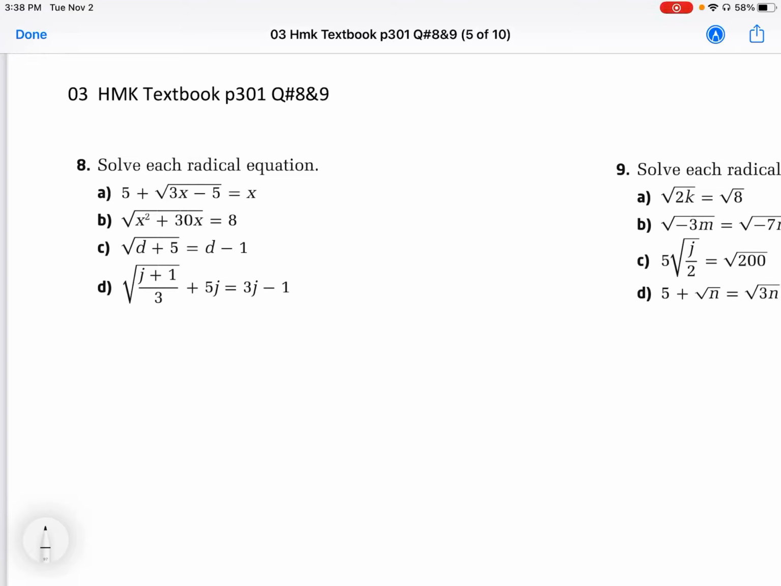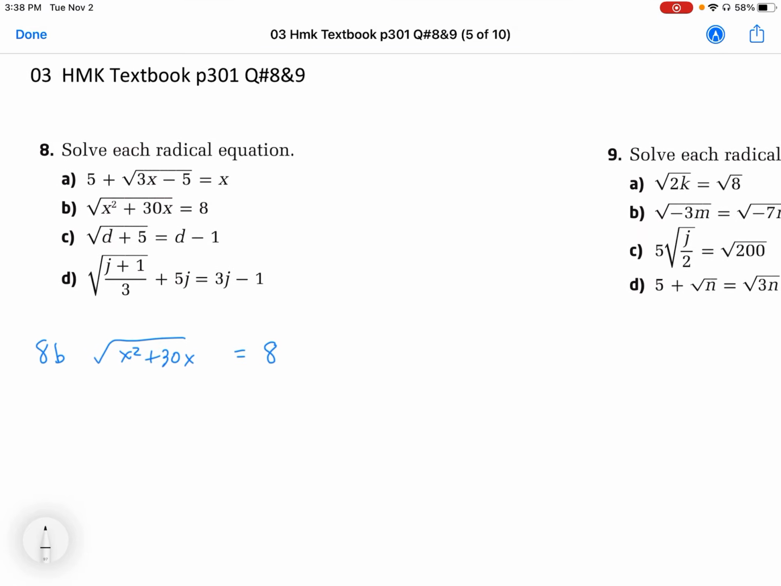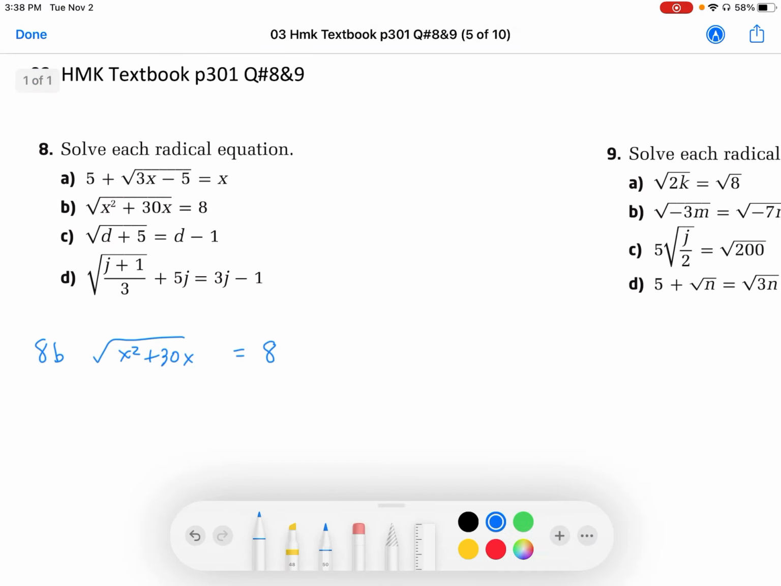So we're going to look at number 8b. And 8b is the square root of x squared plus 30x, and that's equal to 8. We can solve this, and it's not that difficult to solve, but where the difficulty lies is in the restrictions. The restrictions are going to be based on the inside being positive, or where x squared plus 30x is greater than or equal to 0.